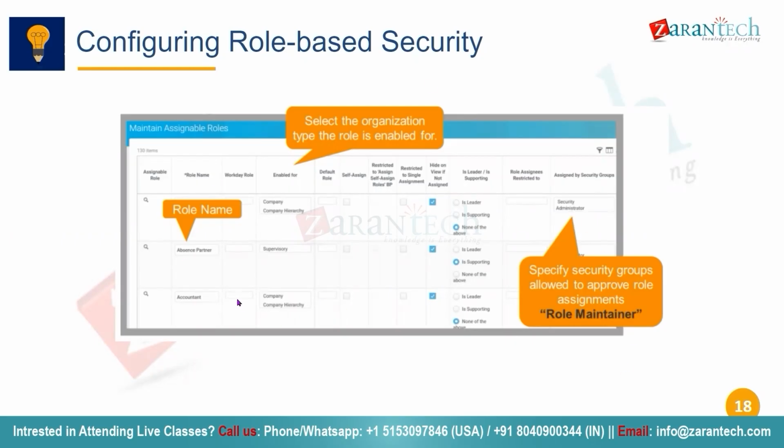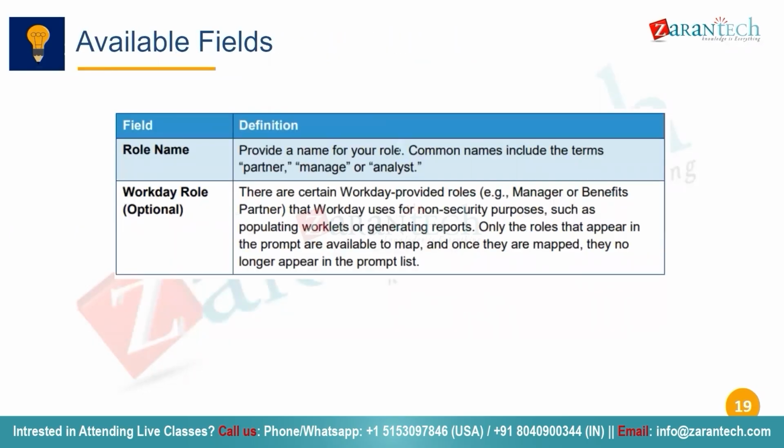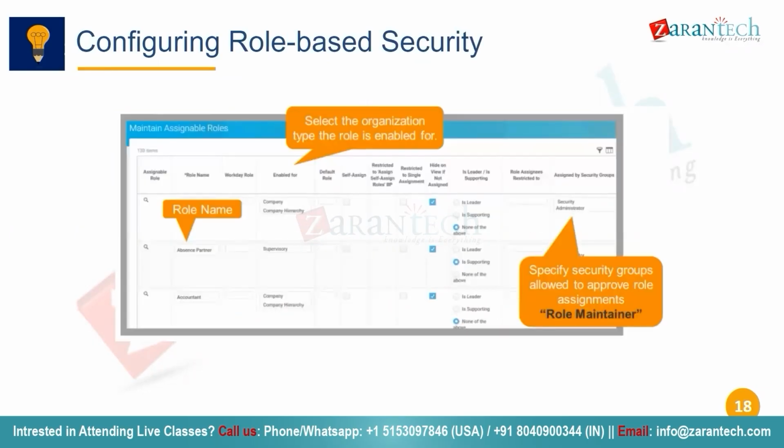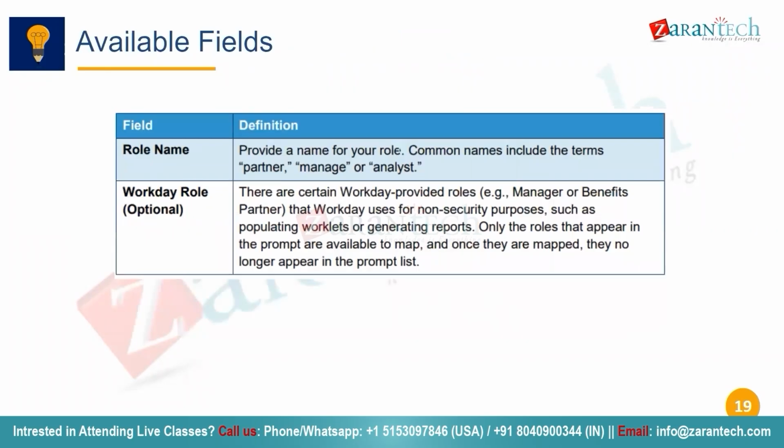This is how you define any role-based security, and then assign the role-based security using maintain assignable role. And what are the different fields under this? So first we have this role name, where you can just mention any kind of role, whether it is an analyst role, manager role, or we have seen the access partner, compensation administrator, payroll administrator. These are the different role-based security groups. You can just provide this role.